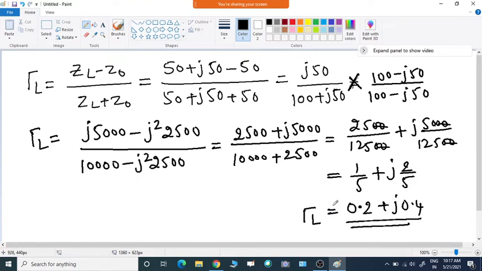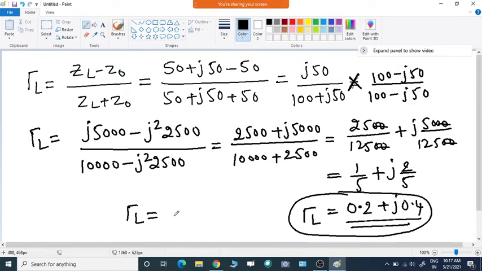So this is the gamma L. Now we can find out what is gamma L in terms of the polar coordinates. This is in the rectangular form; we have to find it out in the polar form. So put it in the complex mode and you can find out the polar form.